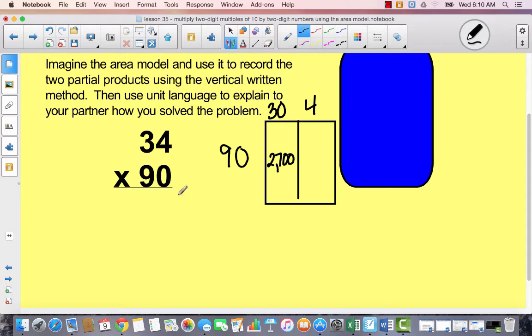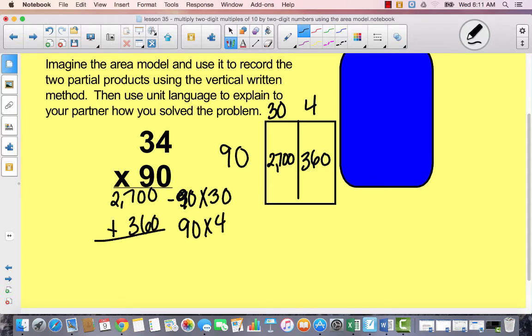So I could do the same thing over here. I've got 30. Well, let's do the 90 first. 90 times 30, which would be 2,700. And then I've got 90 times 4, which is 36, but that's a 10, so I have to add a 10. And over here I have 90 times 4, which is 360. And now I just add these together. So I have 0, 6. 7 and 3 is 10. Carry the 1. I have 3,060.